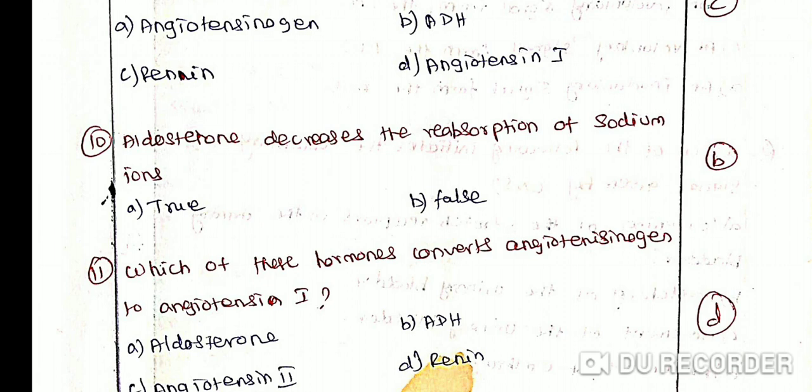Explanation: aldosterone is a hormone which is released from the adrenal cortex. It increases the reabsorption of sodium ions and water from the later part of the nephrons, such as the DCT and collecting tubule.